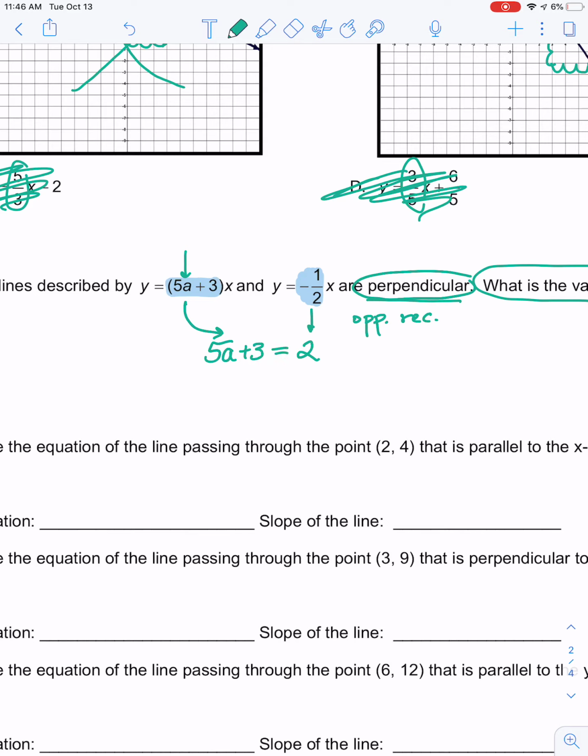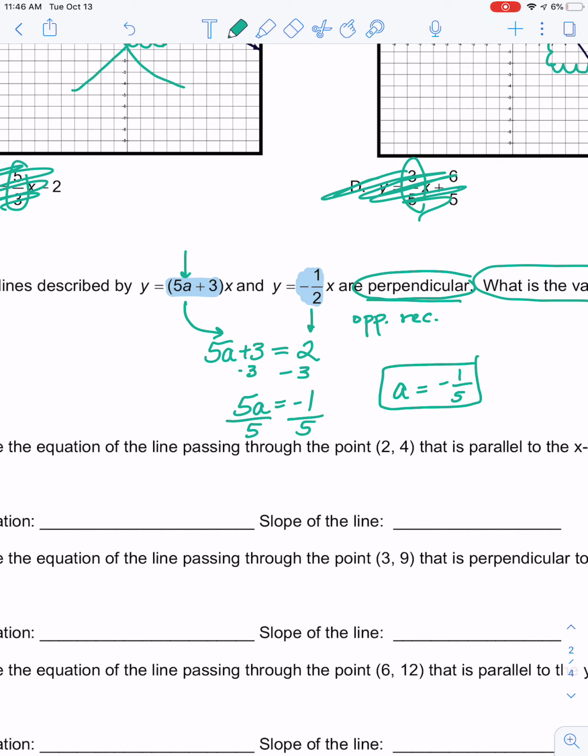Well, now, if I hadn't given you any other information for the problem and just gave you this, that's a very simple, just two-step equation to solve. So let's go ahead and subtract 3. 5a has to equal negative 1. Divide by 5. A is negative 1/5.